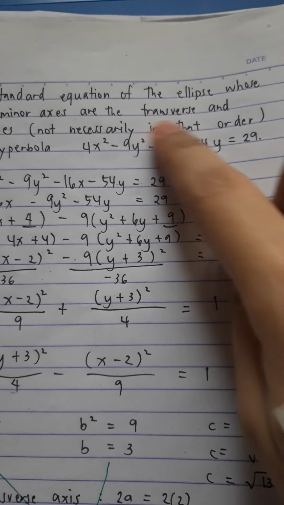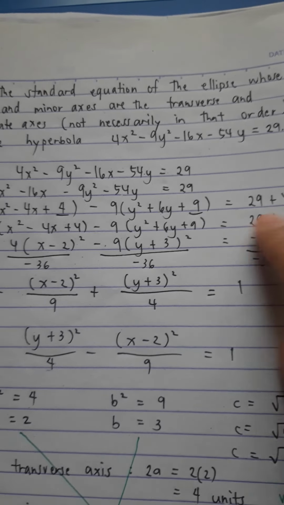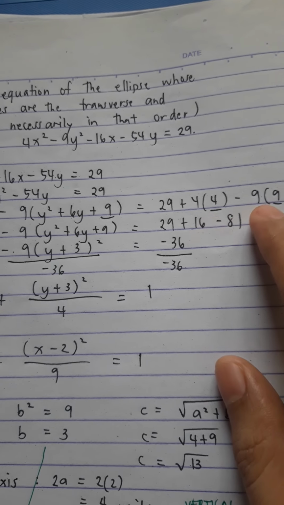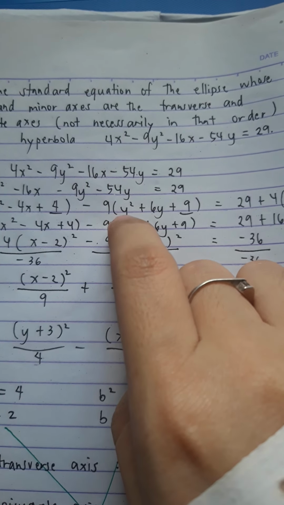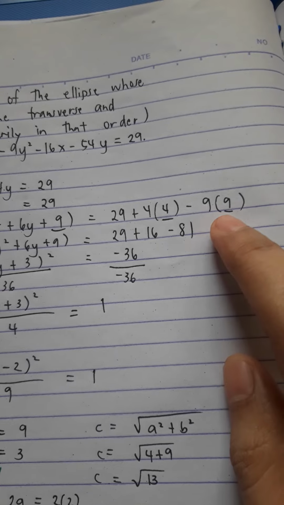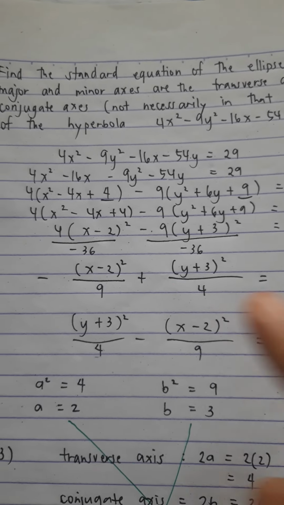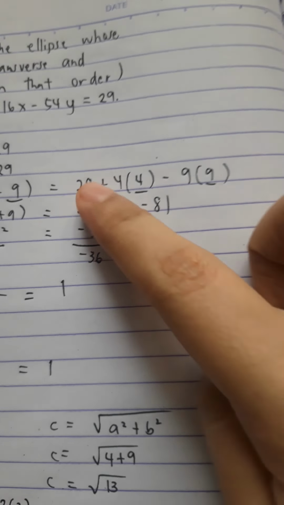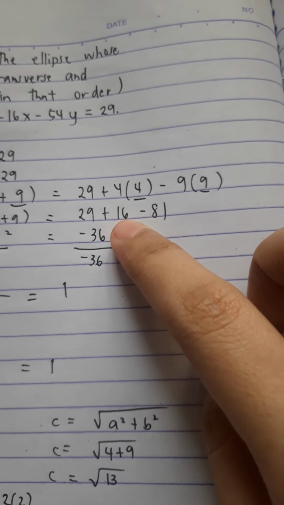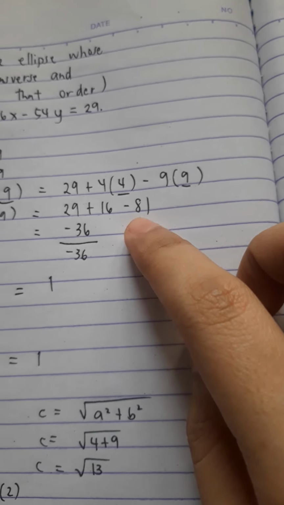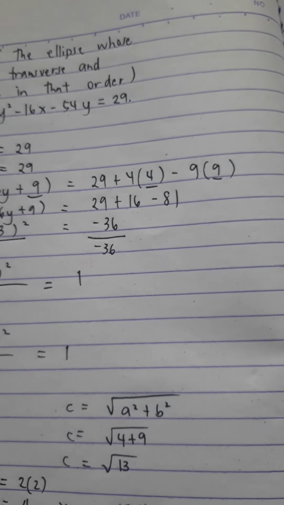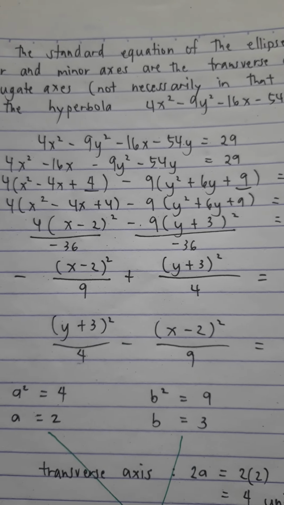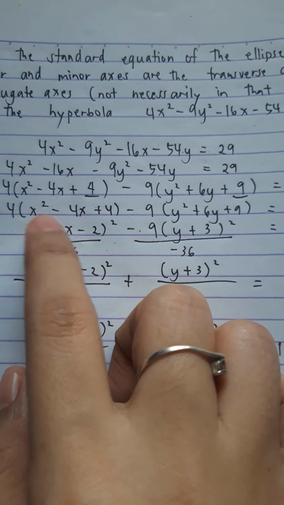So equals 29. We copy the constant term plus what we added here is actually 4 times 4. So plus 4 times 4 minus, we have 9 times 9. So minus 9 times 9. Alright, next we'll simplify the right side of the equation. 29 plus 4 times 4 is 16 minus 9 times 9 is 81 equals 29 plus 16 minus 81 is negative 36.